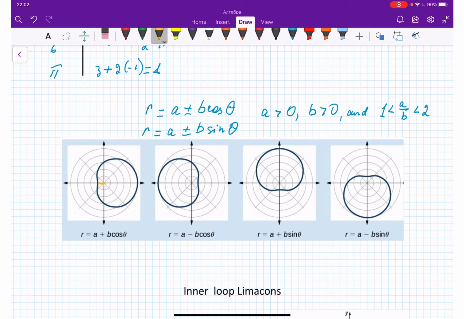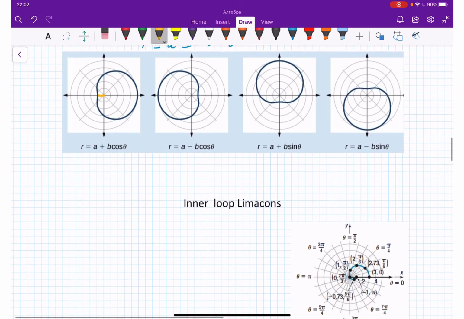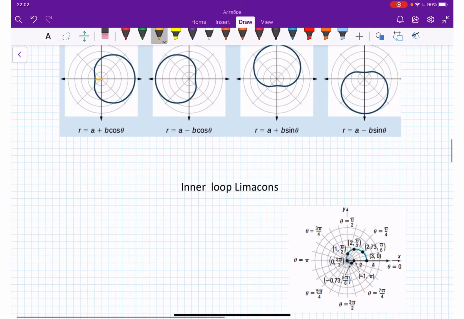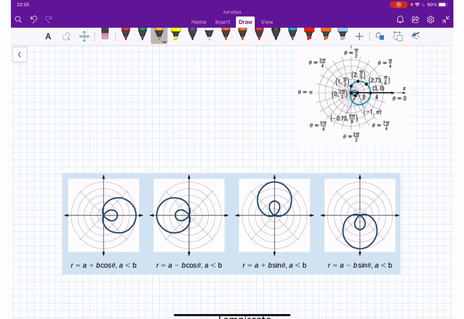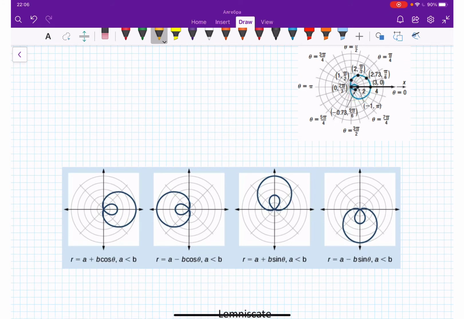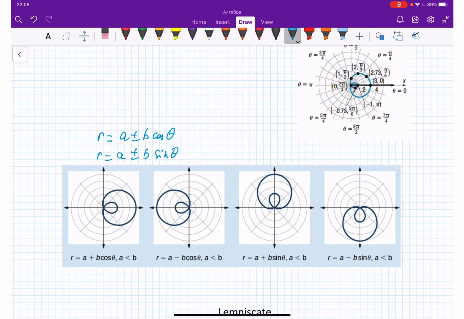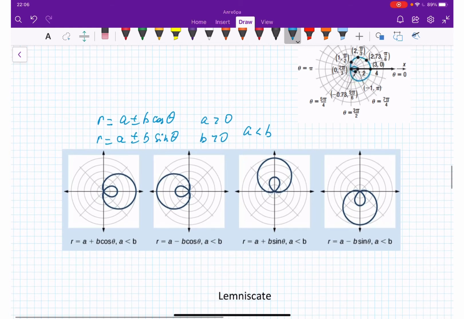Okay. Now let's talk about limacon with inner loop. This is another type of limacon. As you can see here, it has an inner loop. The graph has a general form of formula: R is equal to A plus minus B cosine theta, and R is equal to A plus minus B sine theta, where A is greater than 0, B is greater than 0, and A has to be less than B. Then the graph of the inner loop limacon passes through the pole twice.